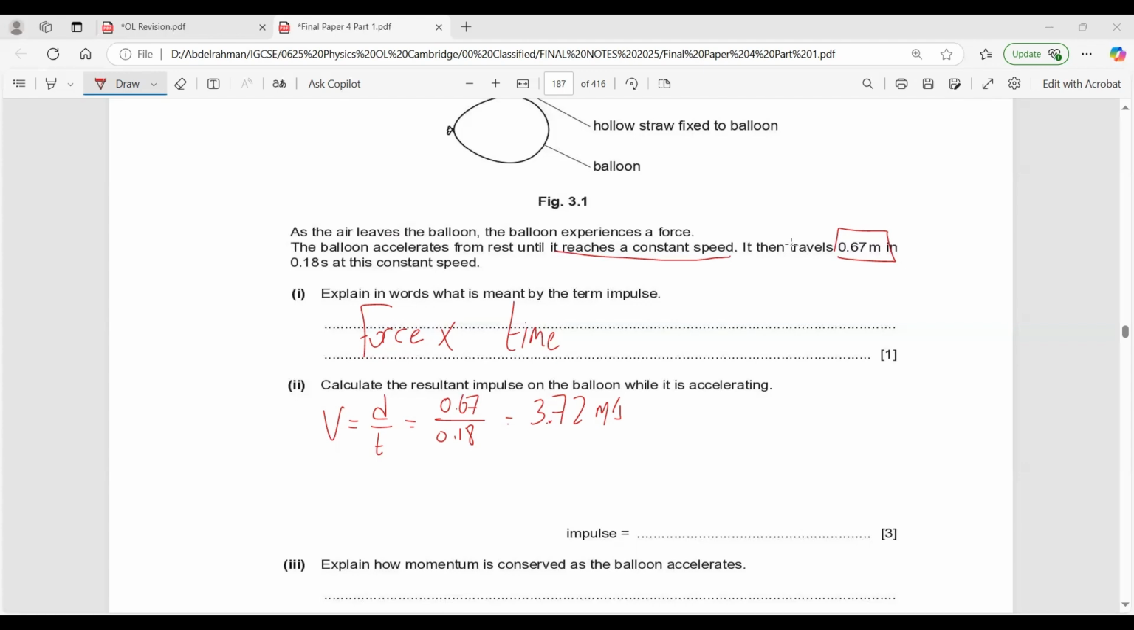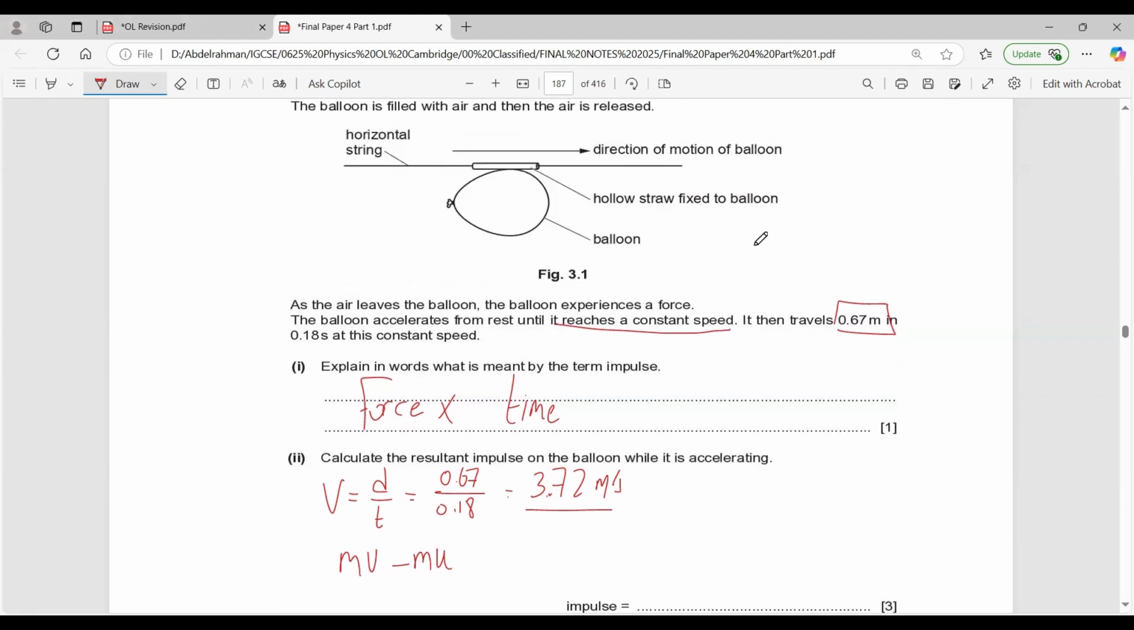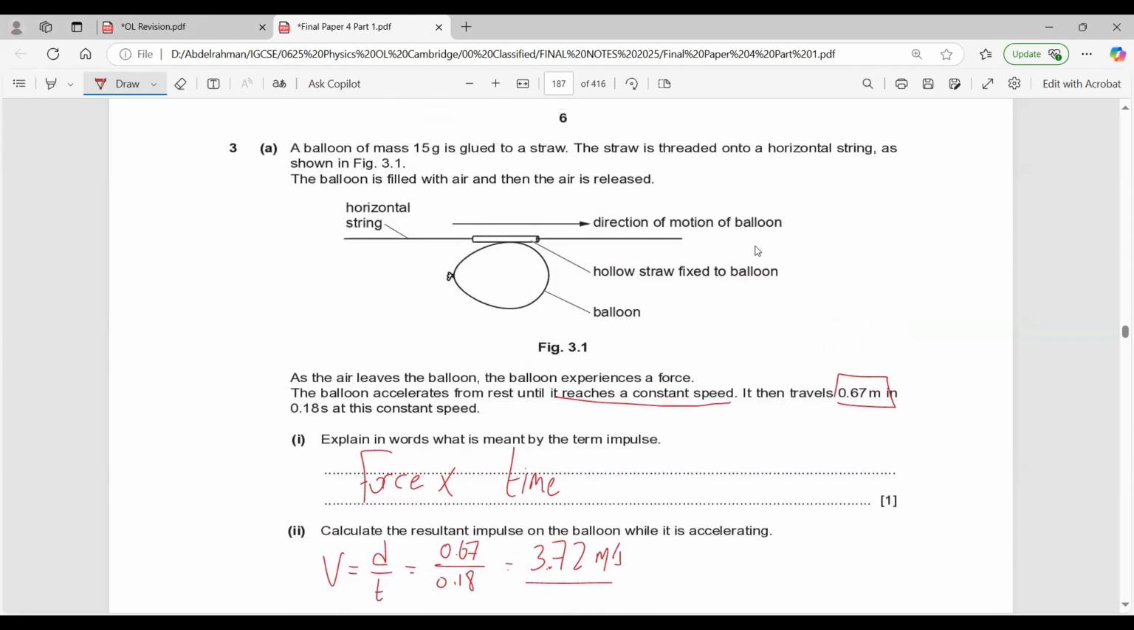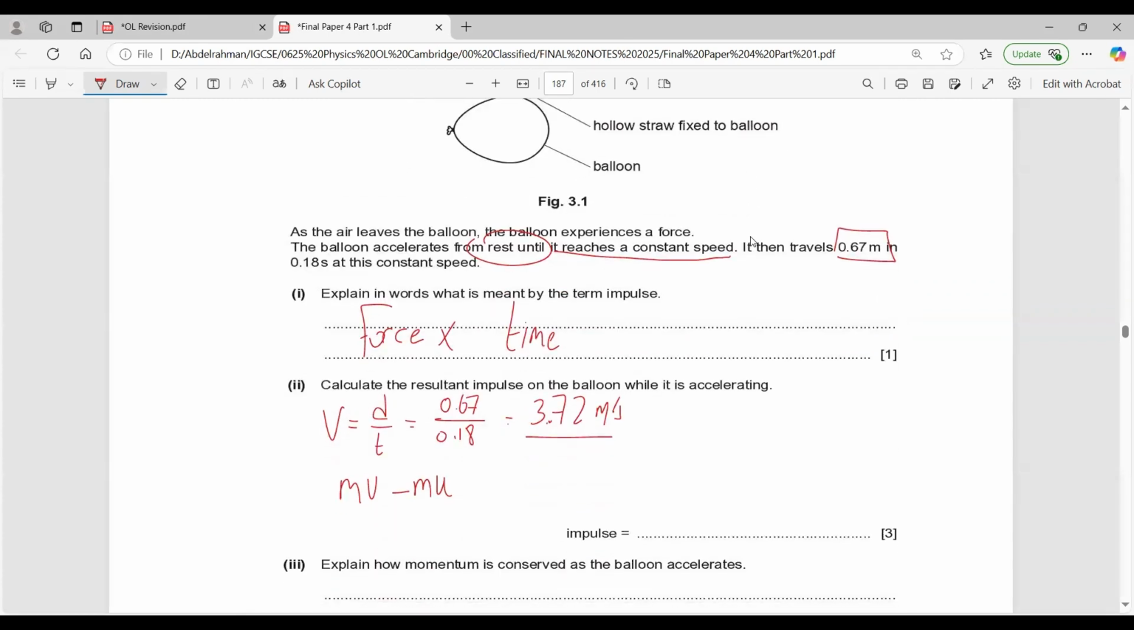Yes, you can find it using the change in momentum, mv minus mu. What is v? The final velocity. We found the final velocity. What is u? The initial velocity. What was the initial velocity? It was at rest, so u is zero. Impulse equals mv minus mu, and this part is zero.